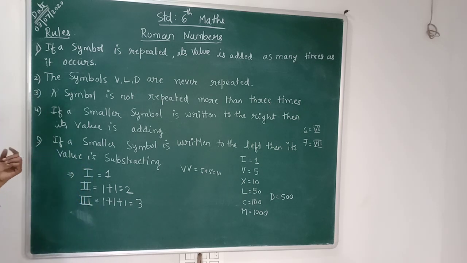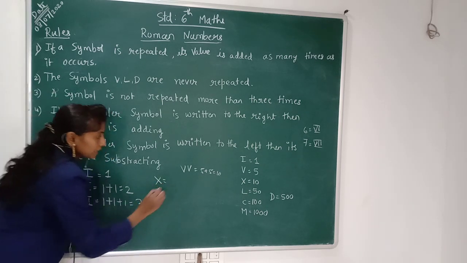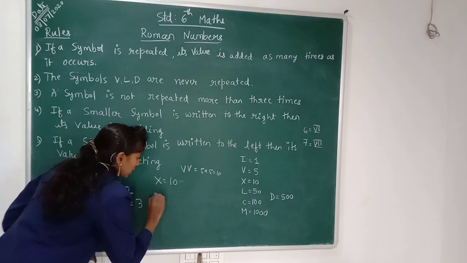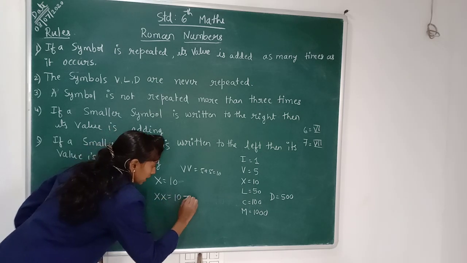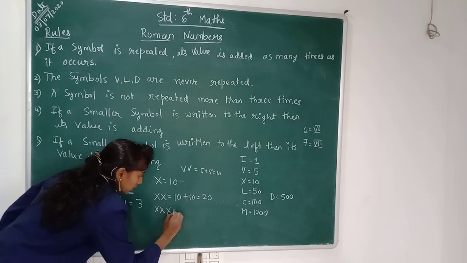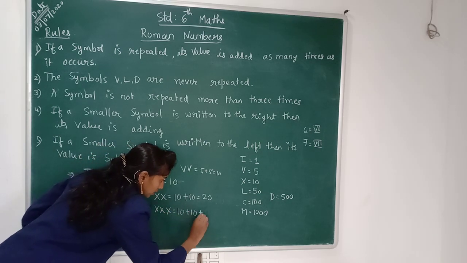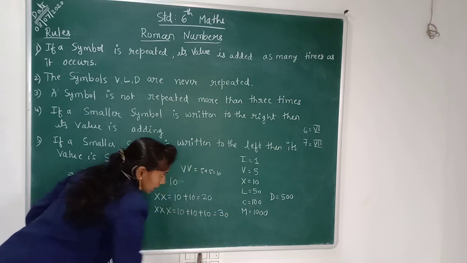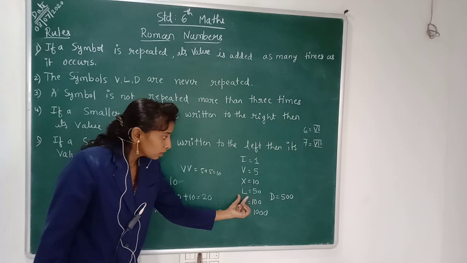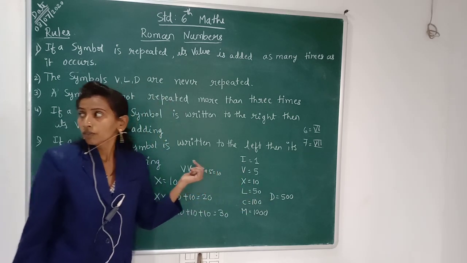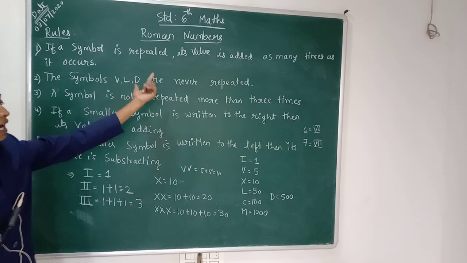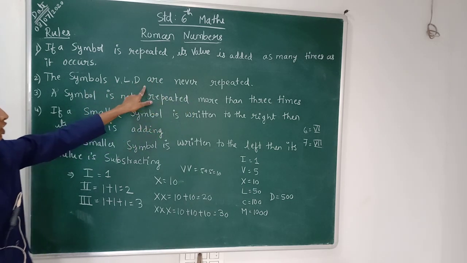Again, X is 10. If it repeats 2 times, I write 10 plus 10 is equal to 20. If it repeats 3 times, 10 plus 10 plus 10 is equal to 30. See, why have I not taken V, L, D? The second rule says V, L, D are never repeated. This you have to keep in mind.